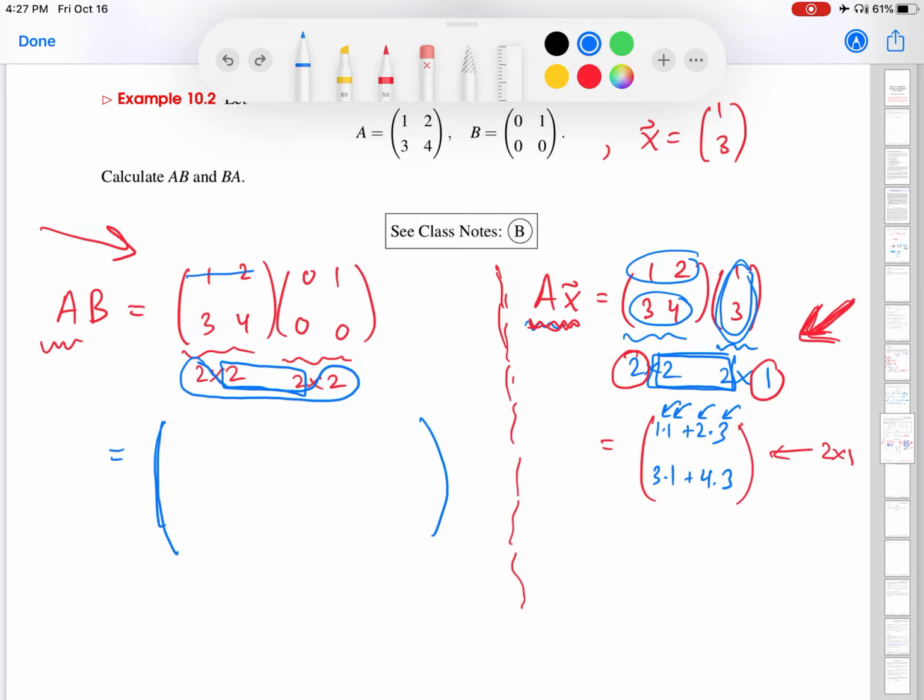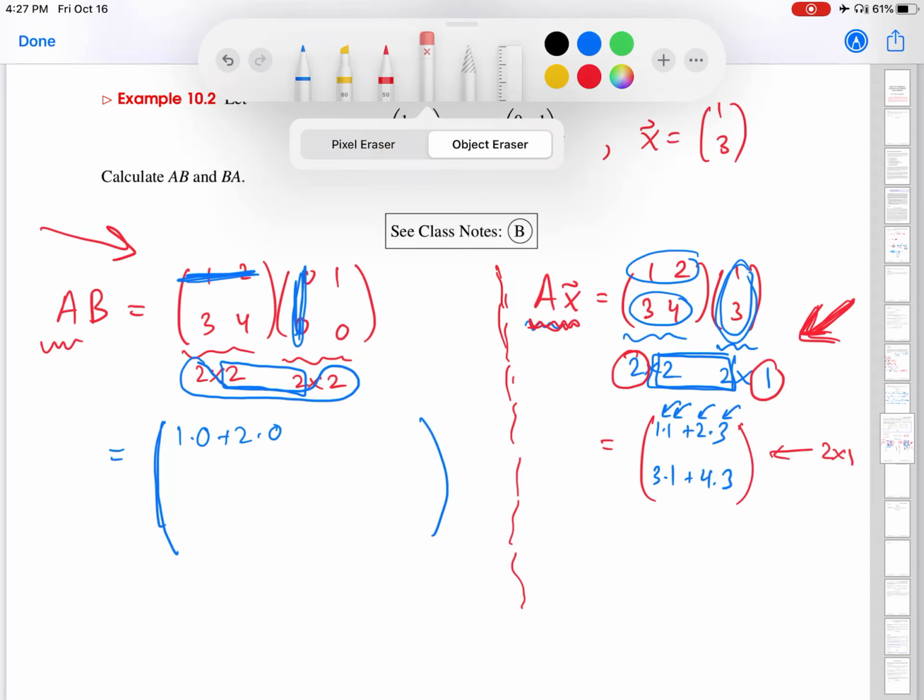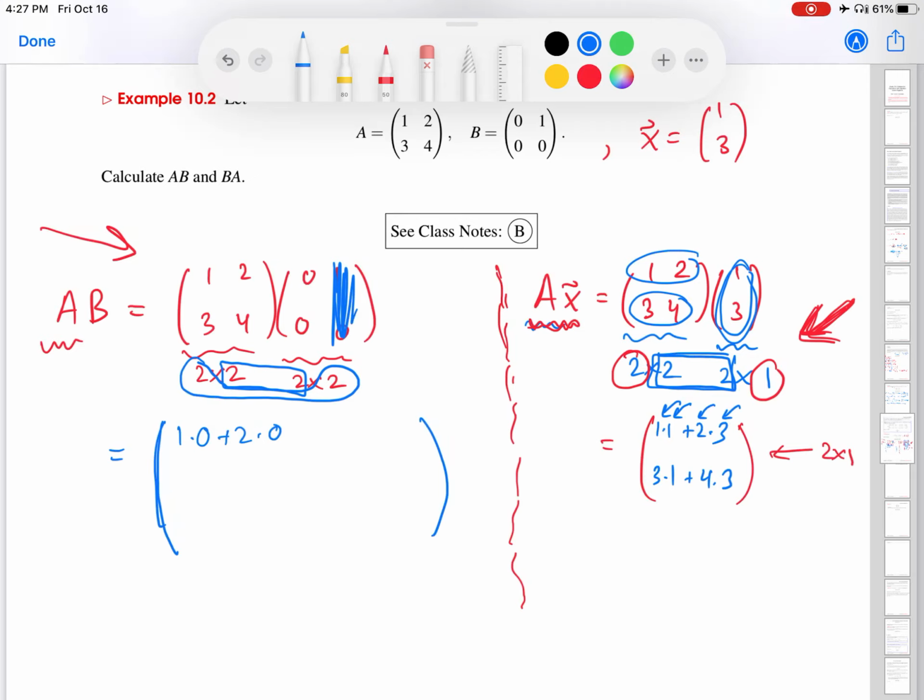How would I do that? I would do first row times this column: 1 times 0 plus 2 times 0. Notice that was the result of multiplying the first row by the first column, so it goes in the first row, first column of this new result. Then I would go back and do the same thing, again pretending this column isn't there, and multiply this second row by this first column. What would I get? I would get 3 times 0 plus 4 times 0.